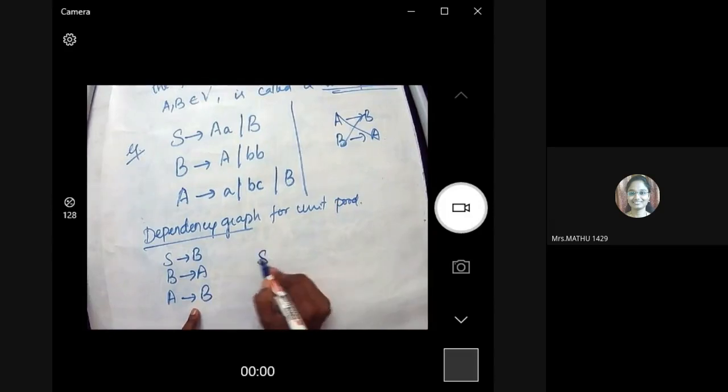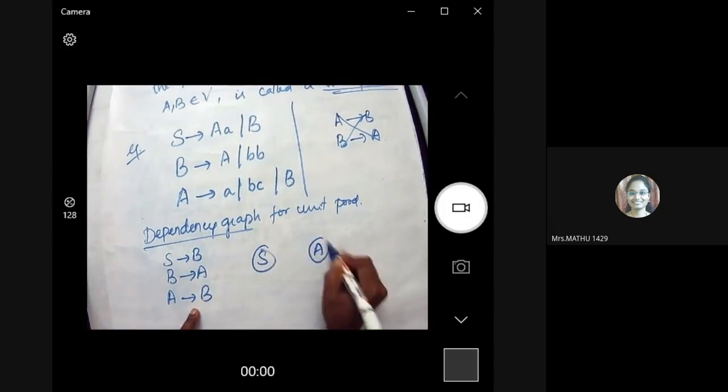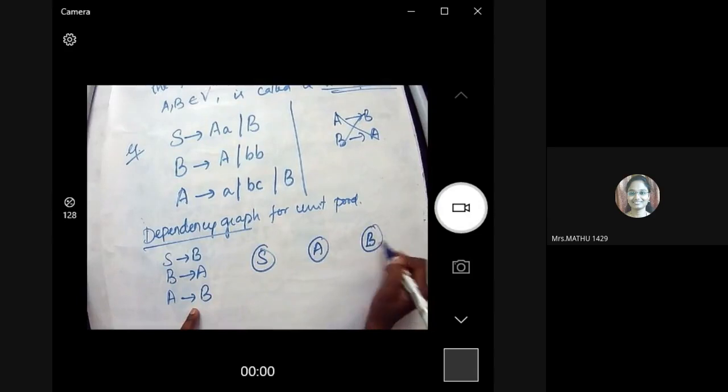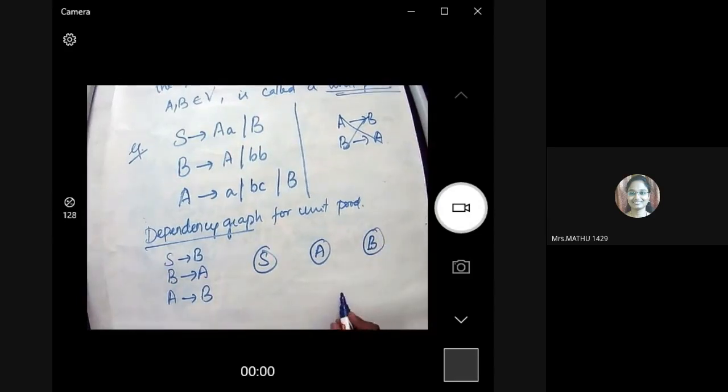So what are the nodes we are having? S, A, and B. So what is the dependency here? S is giving B. Okay, there is a dependency between S and B. And then B to A. And then A to B. Okay, so this is the dependency graph we are drawing for this particular grammar.